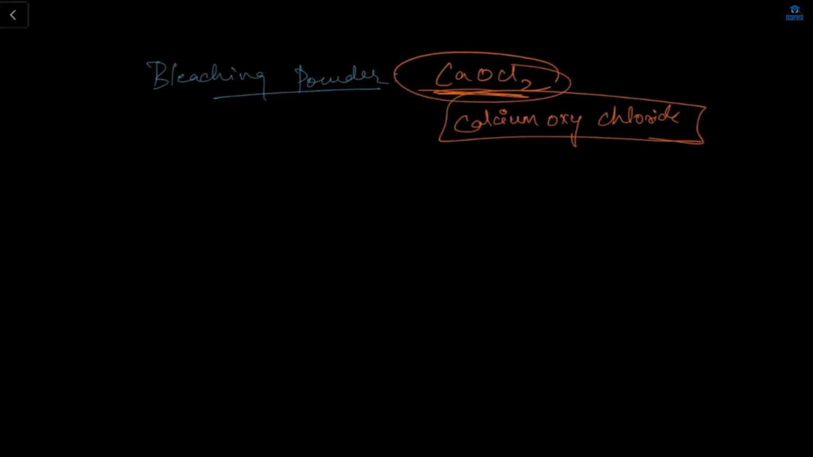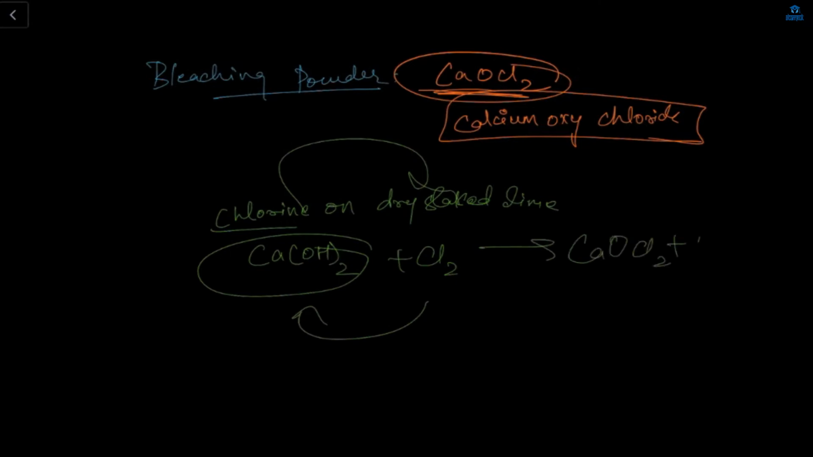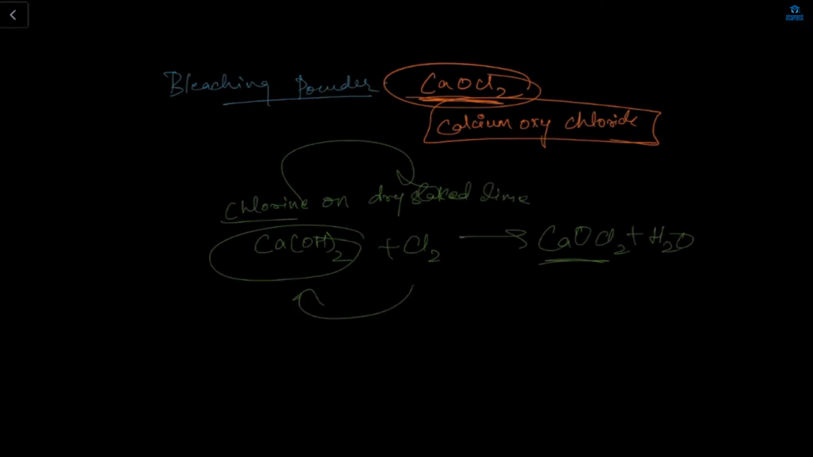And how will we prepare this? We will prepare this by the action of what? Rudra, come on. Yes, with the action of chlorine on dry slaked lime, right? So if we take CaOH2, which is nothing but dry slaked lime, plus Cl2, chlorine, then we will get CaOCl2 and some water. This is my calcium oxychloride. This is how we prepare bleaching powder.